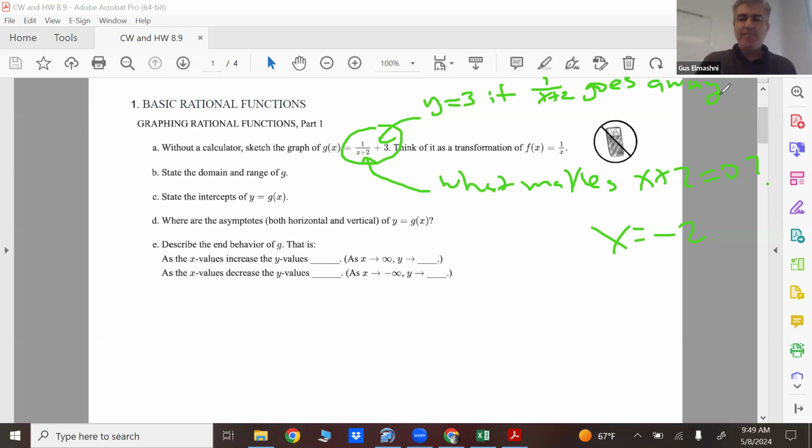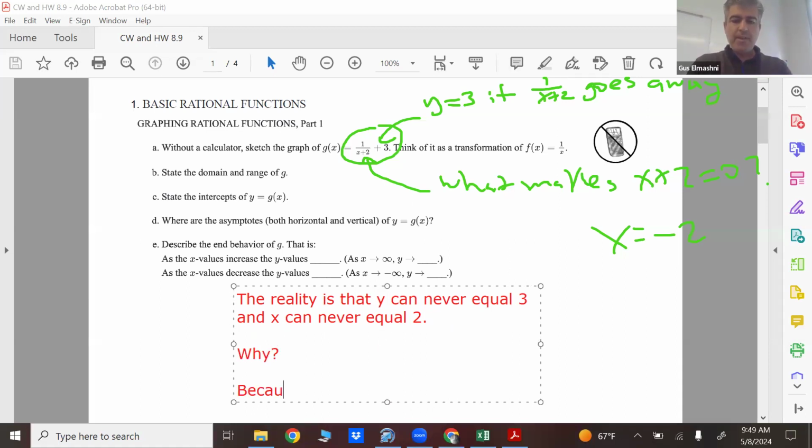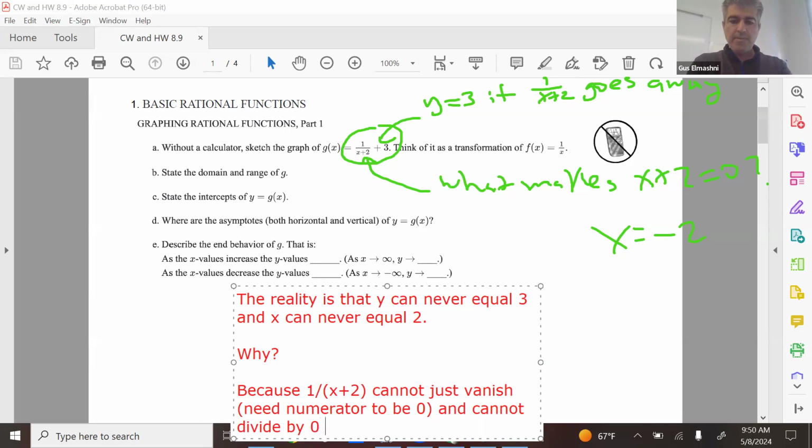So these things can't really happen, right? So here's the reality. The reality is that y can never equal 3. And x can never equal -2. That's the reality. It just can't happen because you can't divide by 0. And why? Because 1 over something cannot just vanish. The numerator would need to be 0, and you cannot divide by 0. Hence, x cannot equal -2, my bad.